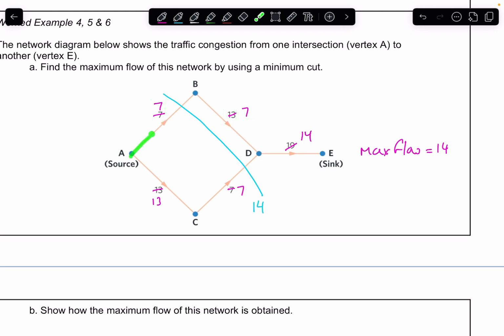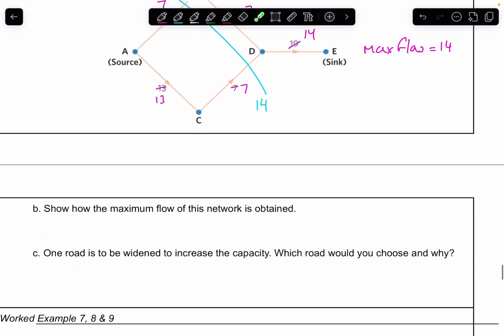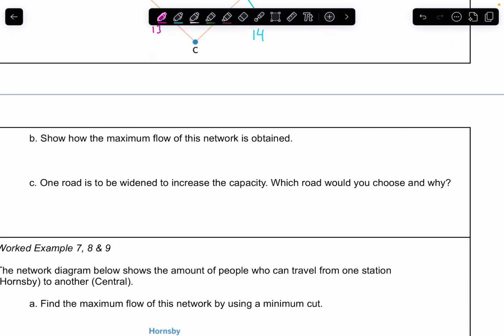If I increased A and B and changed that to 13, then I would have 13 coming out and I would get more going through here. The same happens down the bottom. If I have 13 going through here, I've only got 7 coming out. So if I increase this road here, CD, to 13, I could also get 13 coming through there, which would increase this. So to answer this question, we could write both of them.